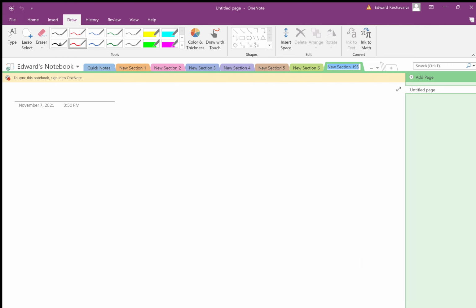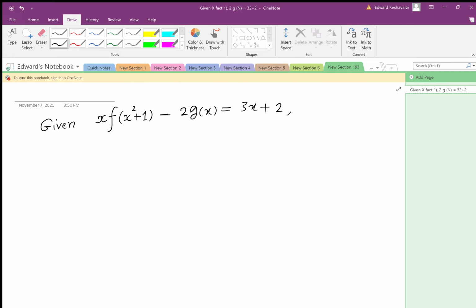I'm going to give you another example. Given x f of x squared plus 1 minus 2g of x equals 3x plus 2, if f of 5 prime 5 equals 3, what is the value of g prime at 2?